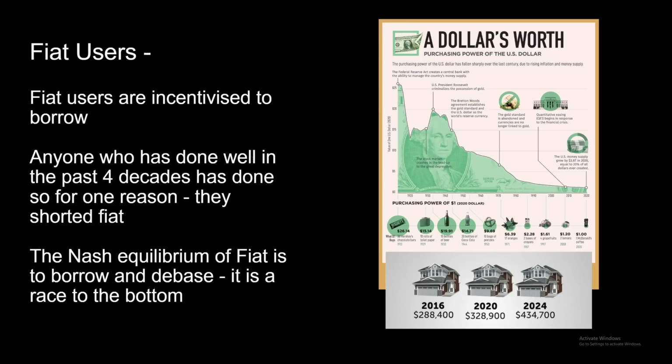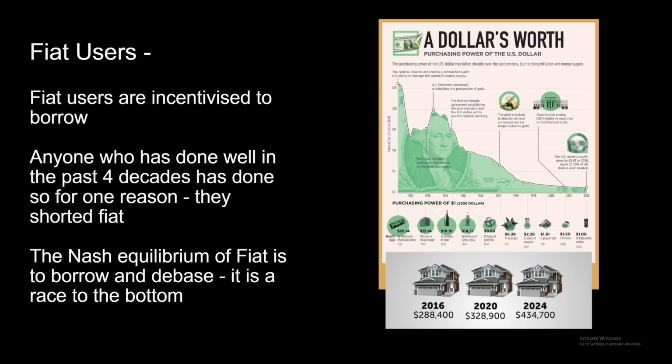And so we can see the Nash equilibrium of fiat is to borrow and debase. The most optimal thing you can do within a fiat system is to try and get ahead of the currency debasement. Basically, it is a race to the bottom because all of the incentives of fiat line up towards the currency being debased.